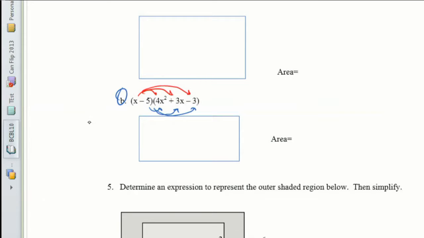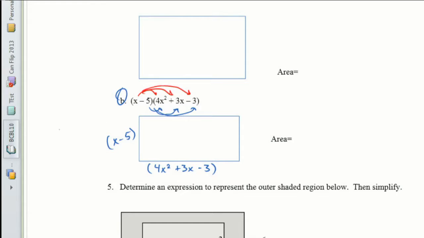But when I say the length of this side is x minus 5, that doesn't really make a lot of sense. And then if I said the length of this side is 4x squared plus 3x minus 3, you'd say, well, that's weird. But then again, if you remember that x is just a number, so if I put in a 1 for x here and a 1 for x here, I'd get 4 plus 3 minus 3. So I just end up with a length being 4 here. And that's kind of where this area idea comes from.